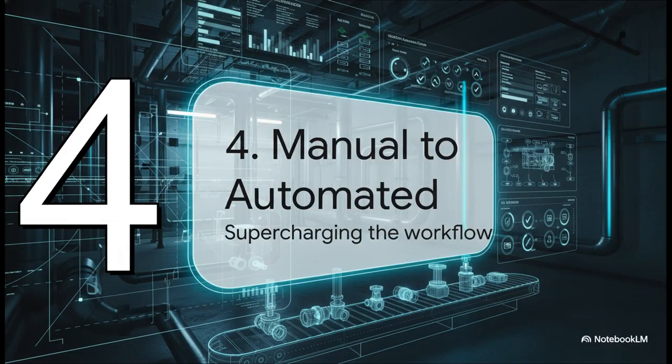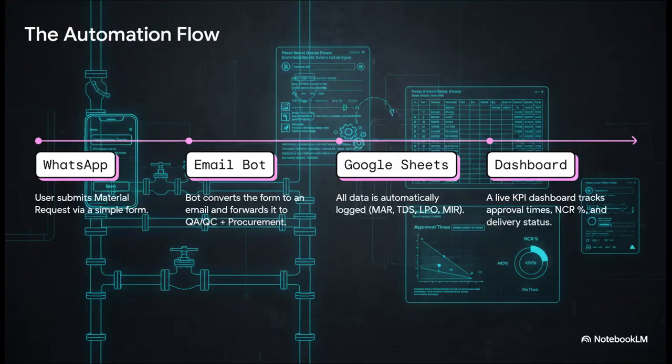So, now that we have the manual workflow down pat, it's solid, it works. Let's talk about supercharging it. Let's see how we can take this robust system and make it run at the speed of light, using tools that are probably already at your fingertips. And here's what that automated flow looks like in action.